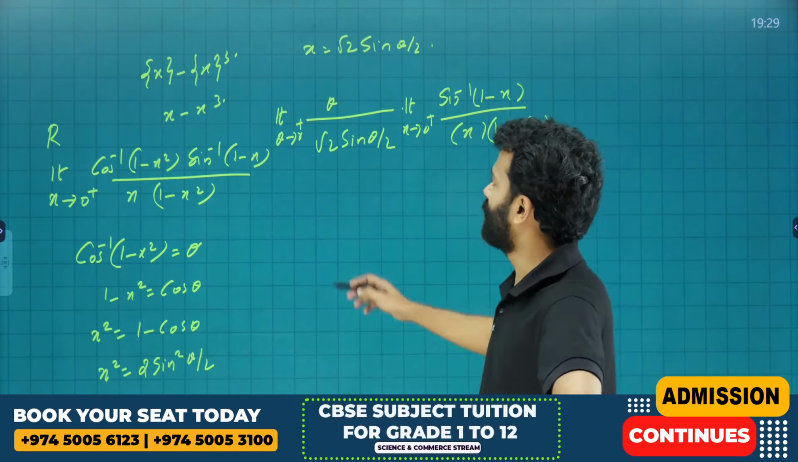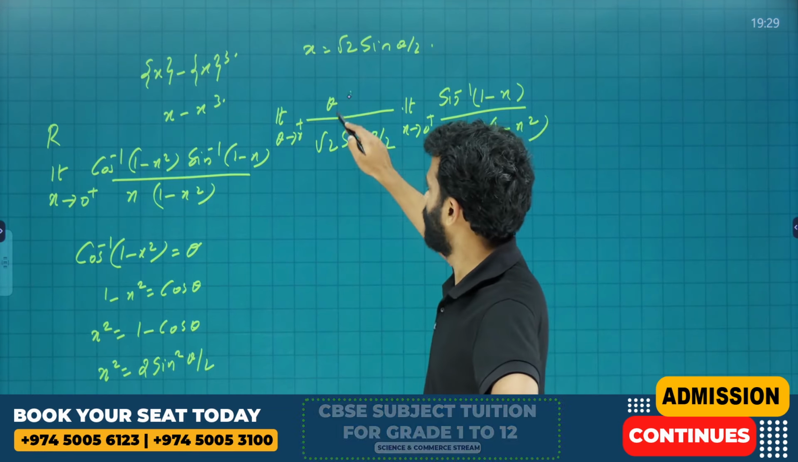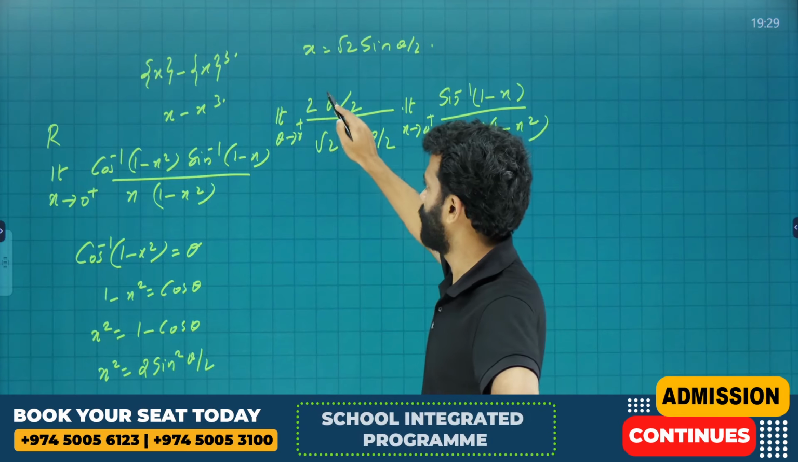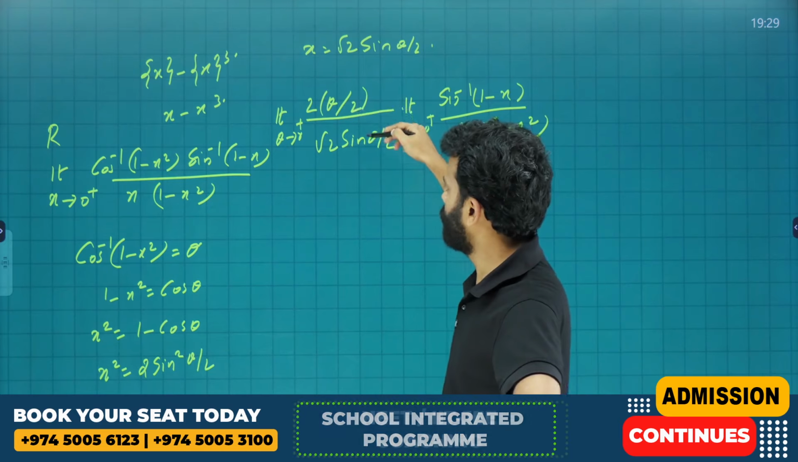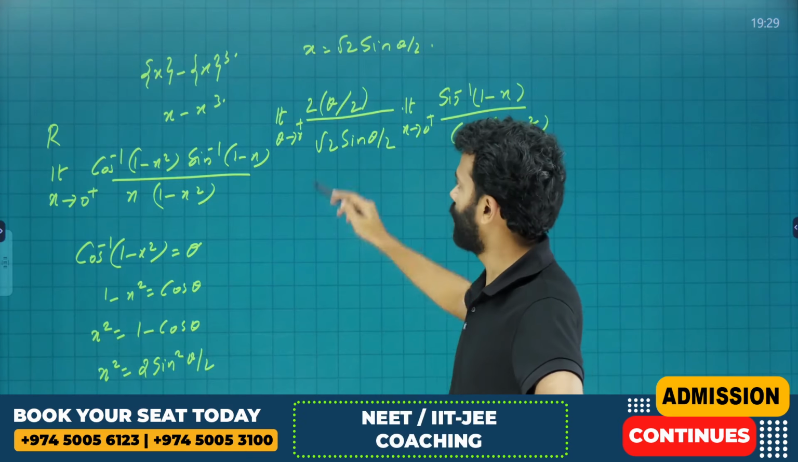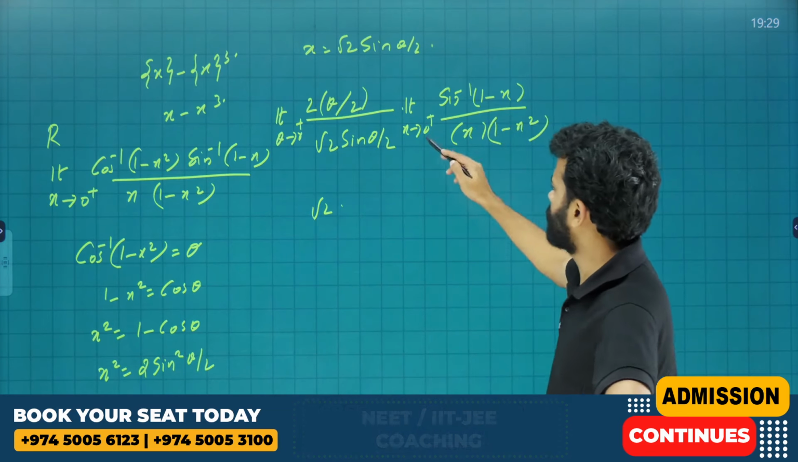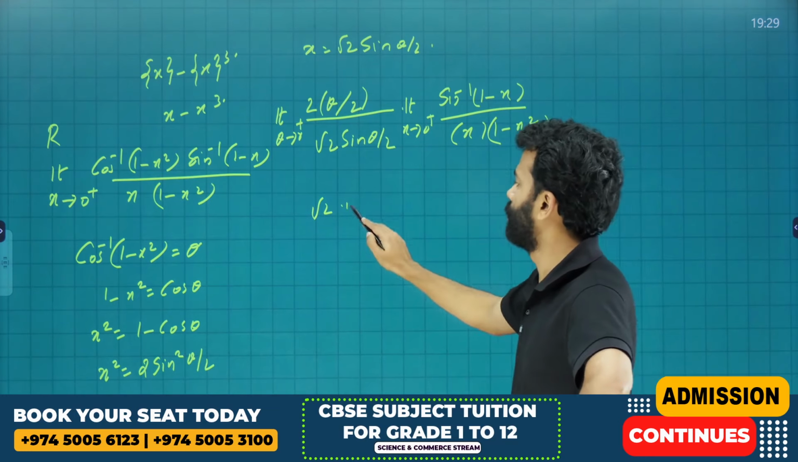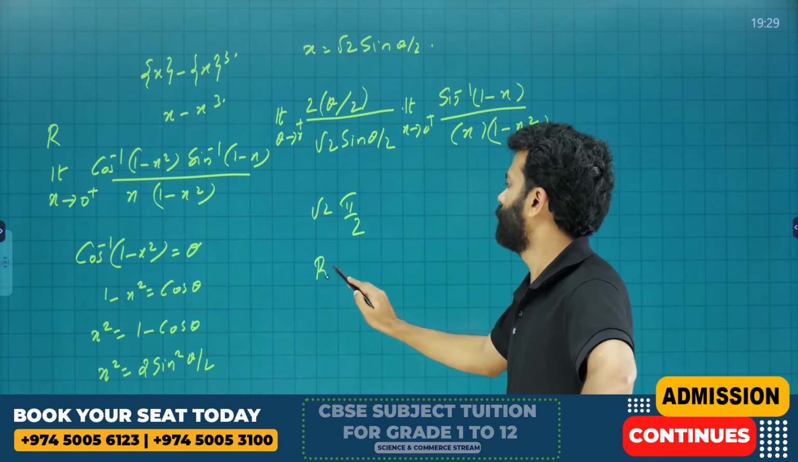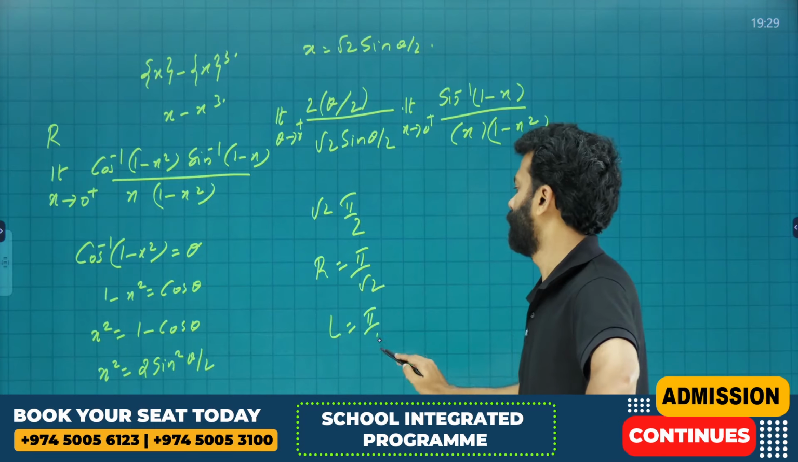Let's go with that. Limit theta tends to 0 plus theta by root 2 sine theta by 2. So here divide with theta and multiply with 2 to balance this. That is, theta by 2 by sine theta by 2 becomes 1, and 2 by root 2 is root 2. Into, just apply 0 directly, you will get sine inverse 1 divided by 1 into 1, that is pi by 2. Therefore r is equal to pi by root 2, and L was pi by 4.